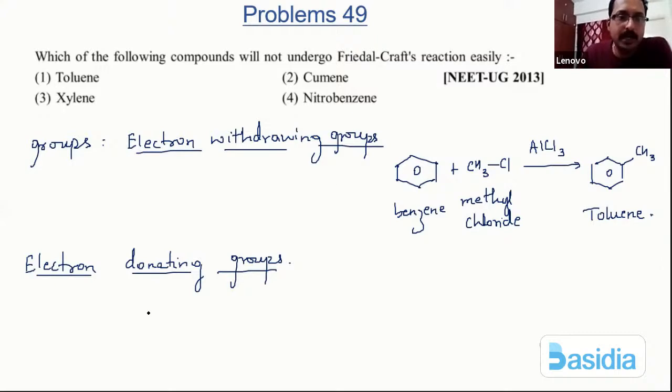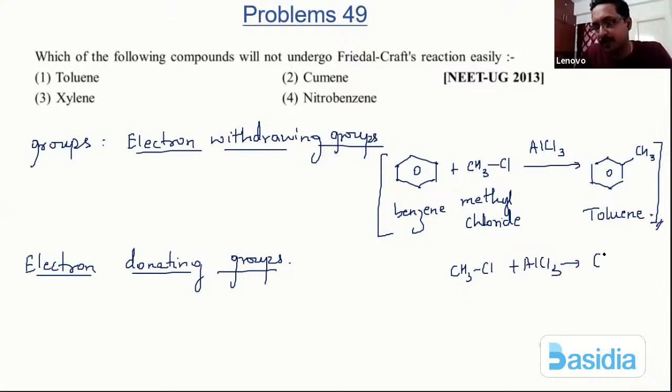Electron donating group increases the electron density. See, if you check the Friedel-Crafts reaction, which category of reaction is it? It's an electrophilic aromatic substitution reaction, correct? Electrophilic substitution reactions, correct? That means an electrophile. So here, what exactly happens? The CH3Cl first reacts with the AlCl3 and is going to produce a CH3 plus ion, plus there will be an AlCl4 negative.